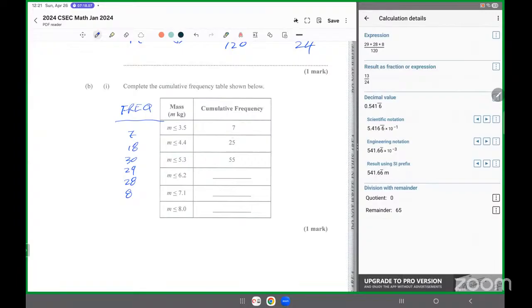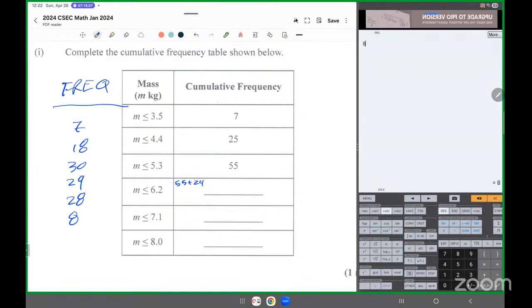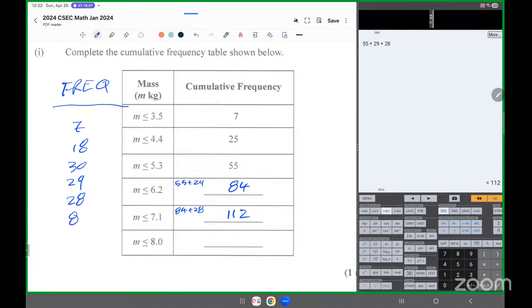All right, so the 7, we understand that. Now we need to add the next value, the 29, to this. So it's 55 plus 29, that's 84. Then 84 plus 28, the next one, you get 112. And then you add the last one, 8. 112 plus 8, that's how we get the 120. And so those are the values.